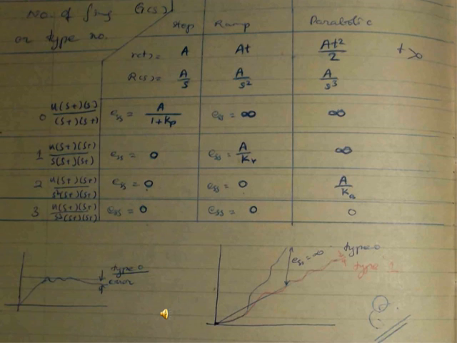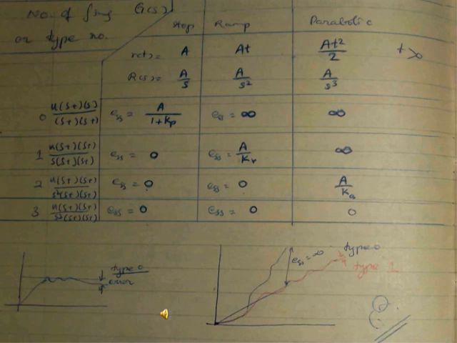And for the type 0 system, the equation will be K multiplied by (s plus z) divided by (s plus p). So that will be e_ss equal to A divided by 1 plus K_p. So e_ss for the step function; for the ramp function, e_ss is infinity. Parabolic function, e_ss is infinity also. And for the type 1 system, you see there's a generalized equation. For the step function, e_ss is 0. Ramp function, e_ss is A by K_v. And for the parabolic function, e_ss is equal to infinity.